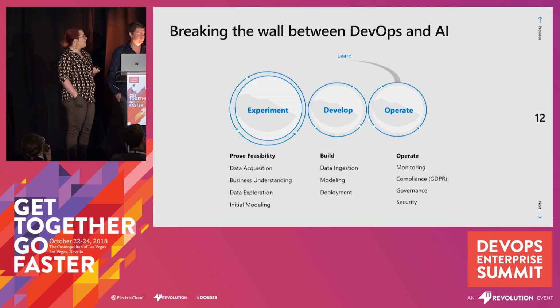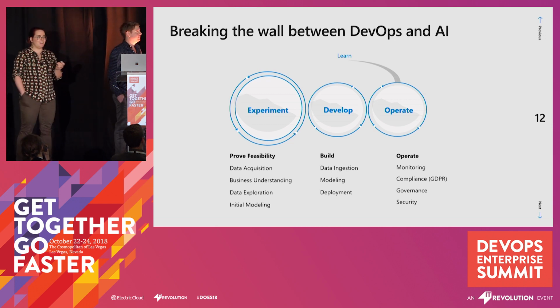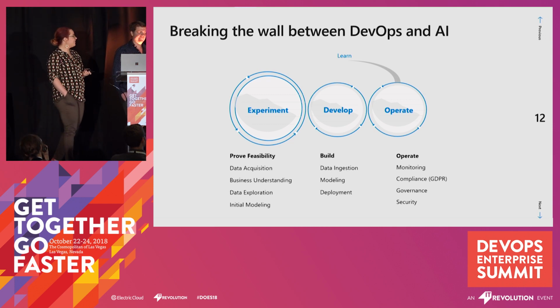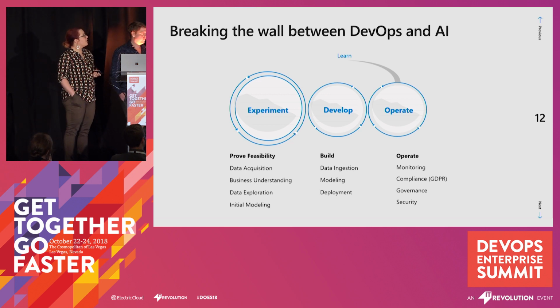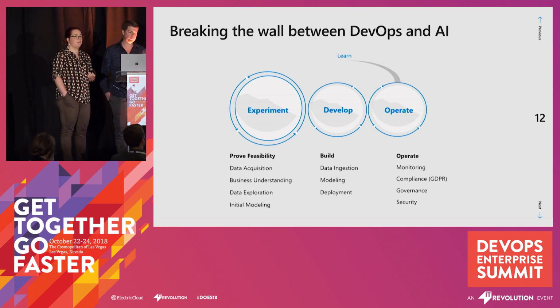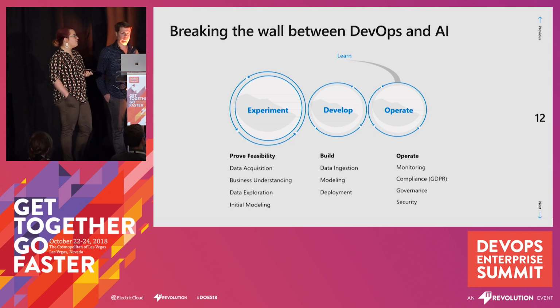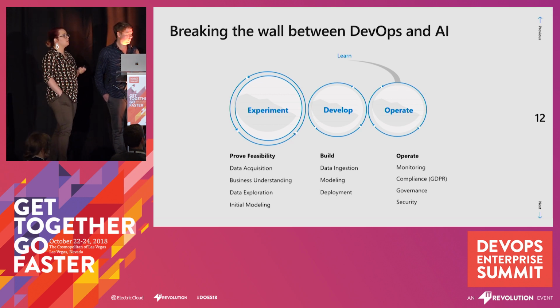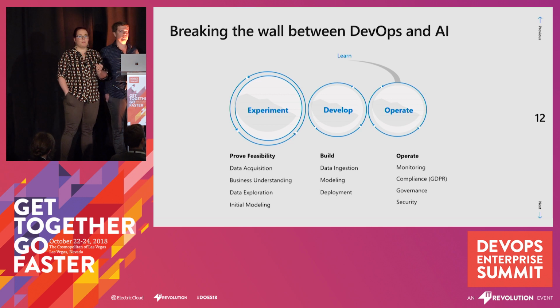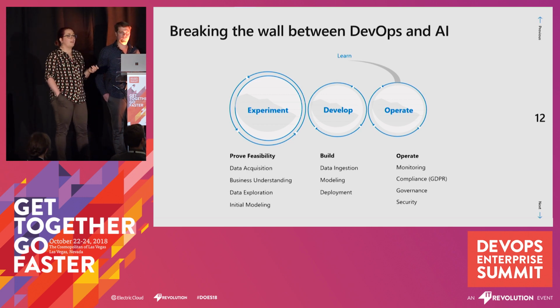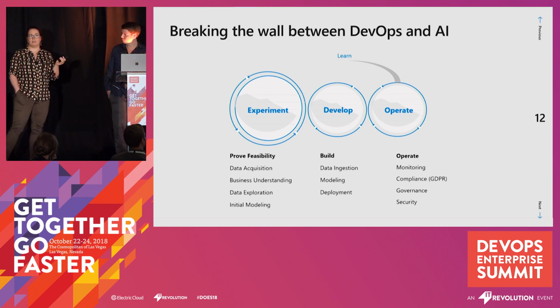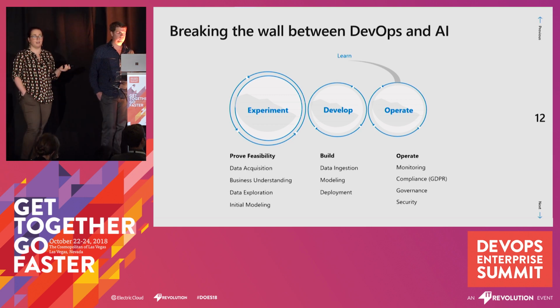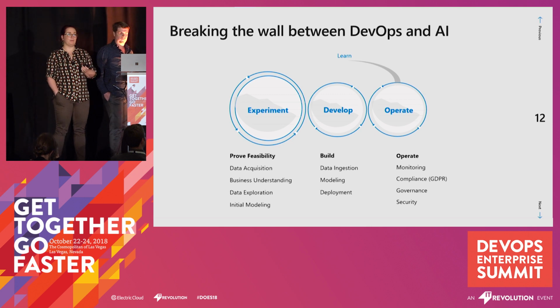So now we're getting somewhere. We're going to go a little bit more into the tech side. What does it mean if you are combining DevOps with AI? You want to have three phases: experiment, develop, operate. You want to prove feasibility, build it, then operate it and eventually scale it, because that's the goal we want to achieve, right? We want to make it possible for people to have a successful AI production that can scale.